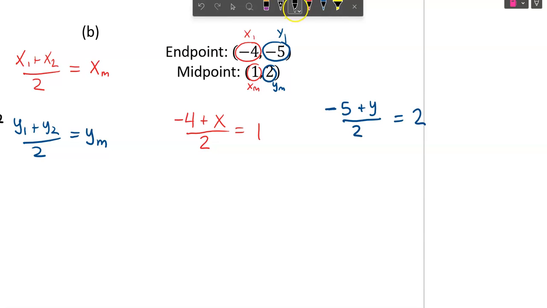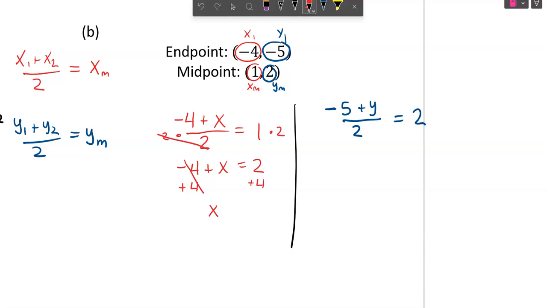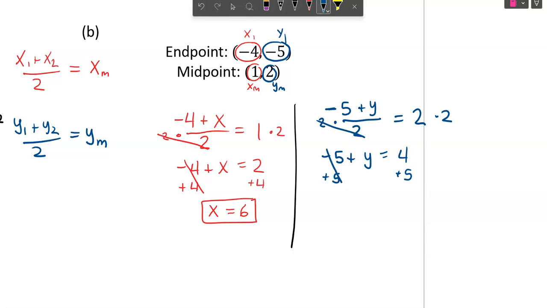Once again, after these are set up, you are to solve these equations separately from each other. So we'll multiply both sides by 2. That gives me -4 plus x equals 2. We're going to try to get x by itself. We're going to add 4 to both sides. So x is equal to 6. There's my first. For my second, we're going to multiply again by 2 for y. -5 plus y equals 4. We'll add 5 to both sides. y is equal to 9.